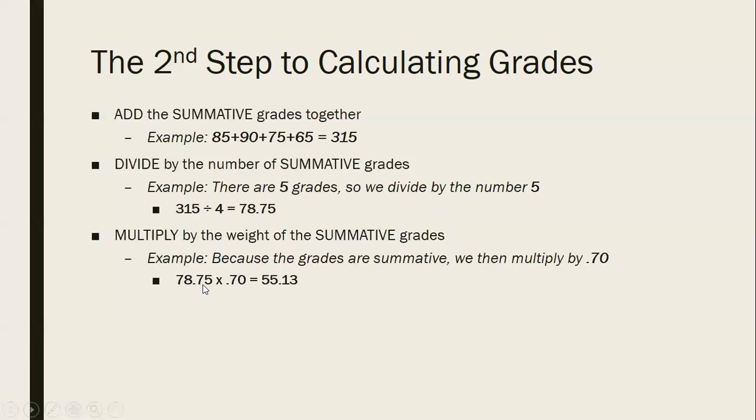We take 78.75, we multiply that by 0.70, and we get 55.13.